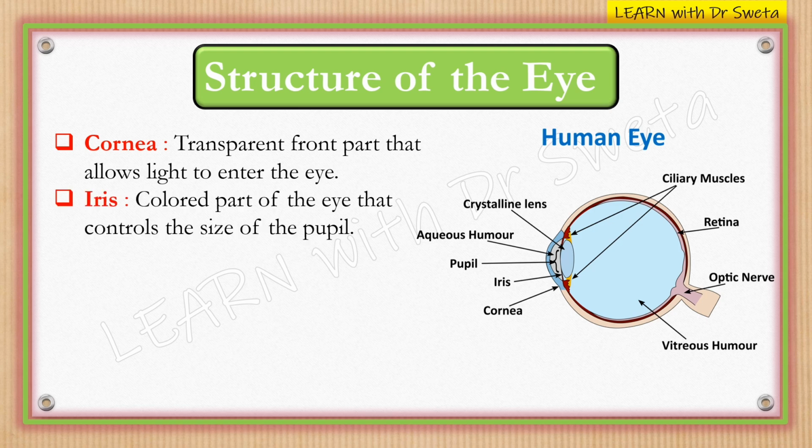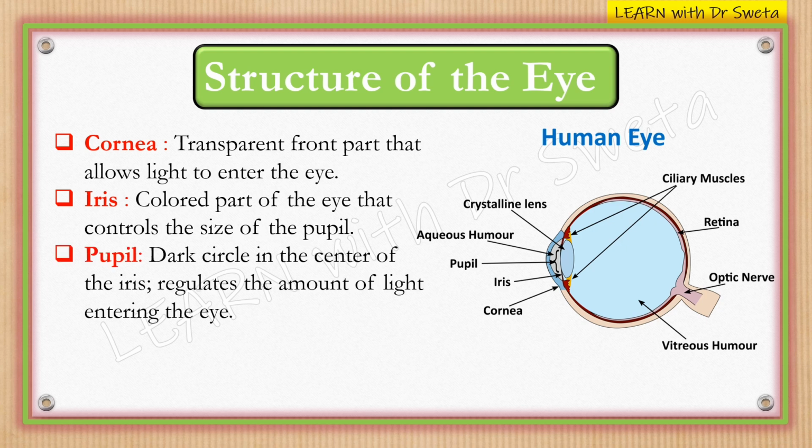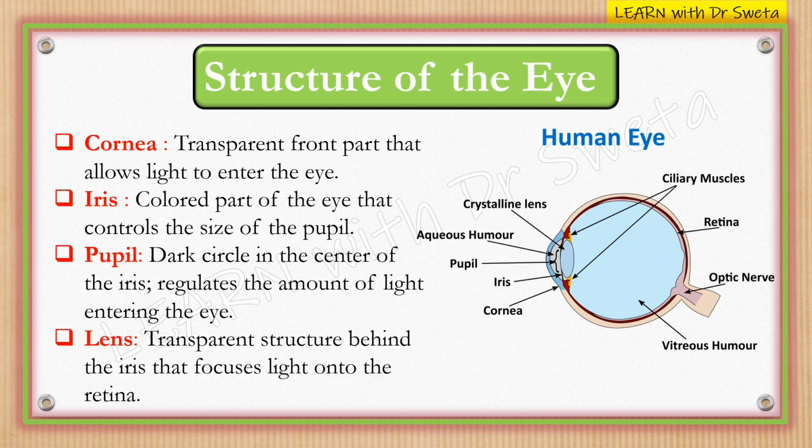Next is iris. So iris is the colored part of the eye that controls the size of the pupil. So iris is a dark muscular diaphragm that controls the size of the pupil. Next is pupil. Pupil is a dark circle in the center of the iris and it regulates the amount of light entering the eye. Next is lens. So lens is a transparent structure behind the iris that focuses light onto the retina. The lens forms an inverted real image of the object on the retina.